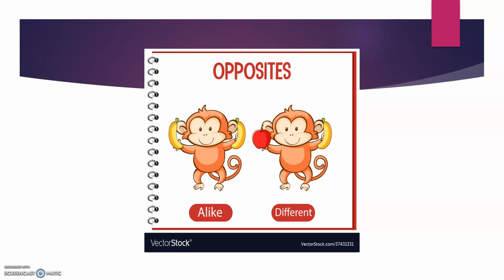The monkey on the left-hand side is holding two bananas. These bananas are the same, which means they are alike. The monkey on the right-hand side is holding an apple and a banana. These two fruits are not the same, which means they are different, and they are opposite.